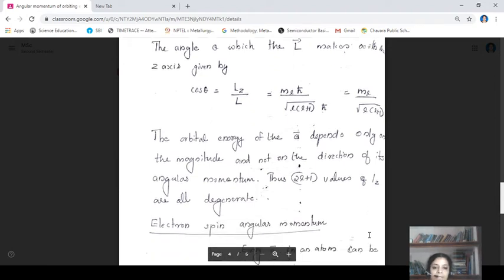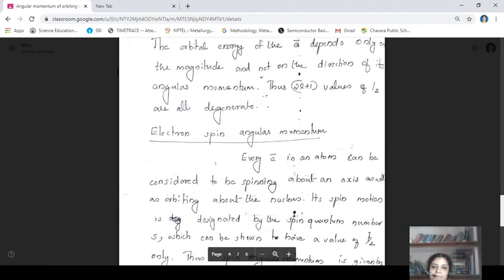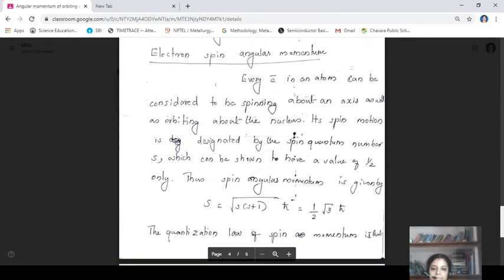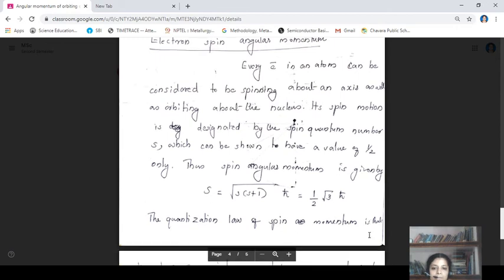Now we'll go for the electron spin angular momentum. Again, electron spin angular momentum is a vector quantity, and this is also quantized, and the value is root of s(s+1) times h cross. For s = half, it is root 3 by 2 h cross.